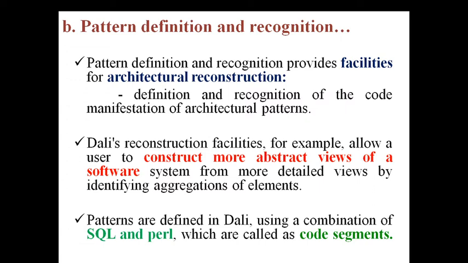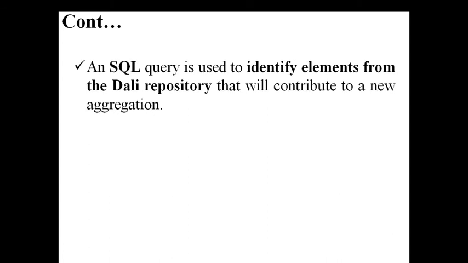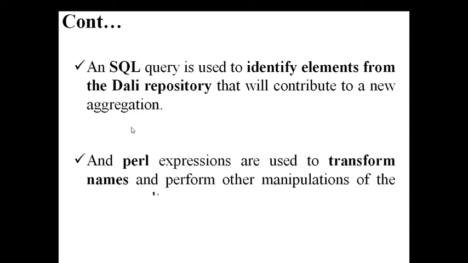Now we have some code segments, some programs or functions in our hand, by identifying different variables and their connectivity, by decision making whether we have to include them in our verification or not. If they are dynamic variables, we should not include them. If they are static, we should include them. An SQL query is used to identify elements from the DALI repository that will contribute to a new aggregation. Obviously, SQL is used to write the query.